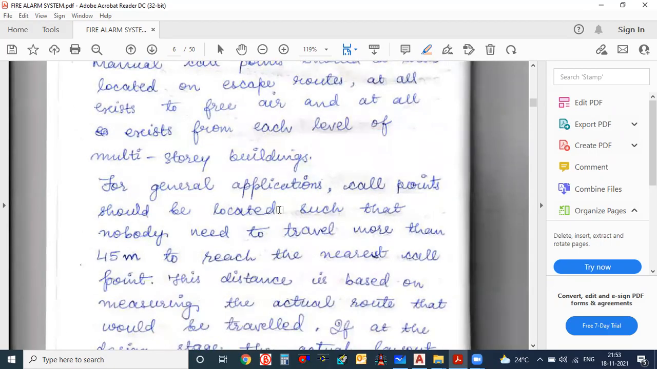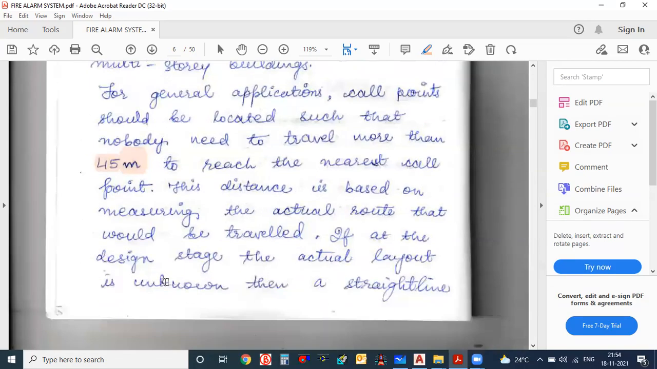In general application, call points should be located such that nobody needs to travel more than 45 meters. So this is the most important point. Every 45 meters you have to install the manual call point. This is what this particular point is telling. To reach the nearest call point, this distance is based on measuring the actual route.